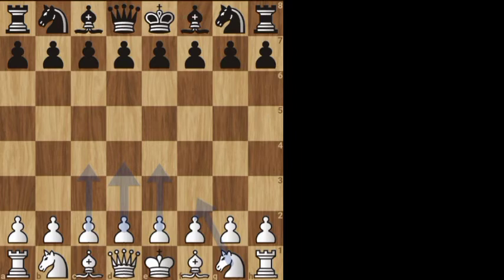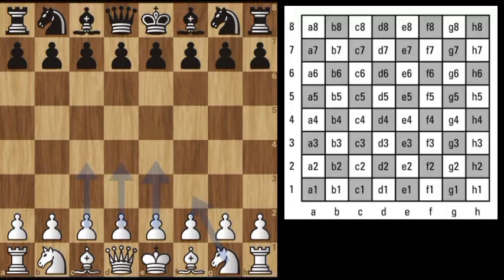Today we're going to continue our series on how to play chess, and today we're going to talk about how to annotate and record our chess games. So, without further ado, let's get started.